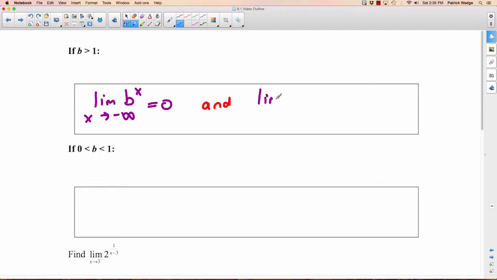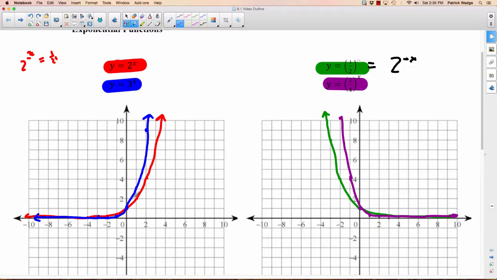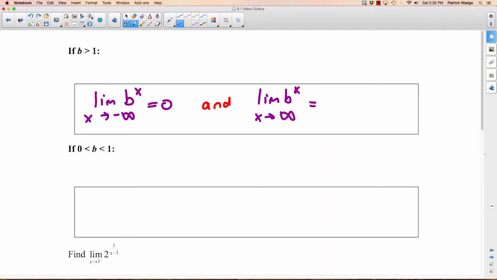What's the limit of b to the x power as x approaches infinity? So again, we're just talking about these first two, where the b value is greater than 1. What happens as we head out towards infinity? Well, these are going up with no bound. In other words, they're heading towards infinity. So this limit equals infinity.